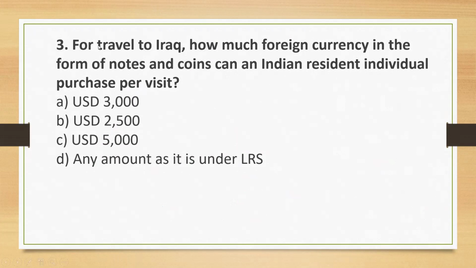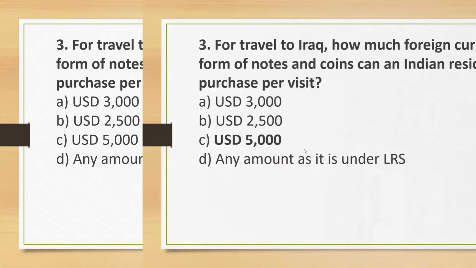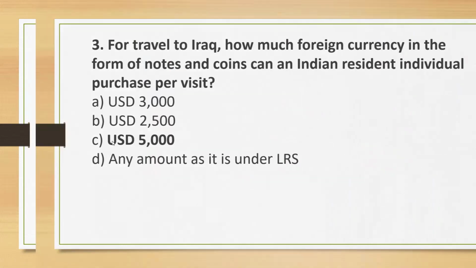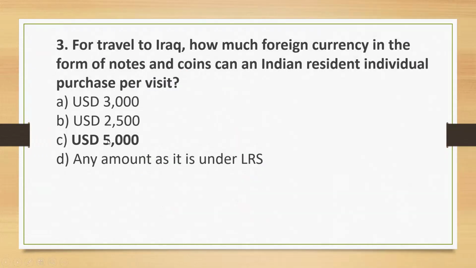So now our third question is for travel to Iraq. For traveling to Iraq, how much foreign currency in the form of notes and coin can an Indian resident individual purchase per visit? Our options are $3,000, $2,500, $5,000, any amount as it is under LRS. So let's see what is the right answer. Correct answer is C, that is $5,000. So up to $5,000 they can take per visit.